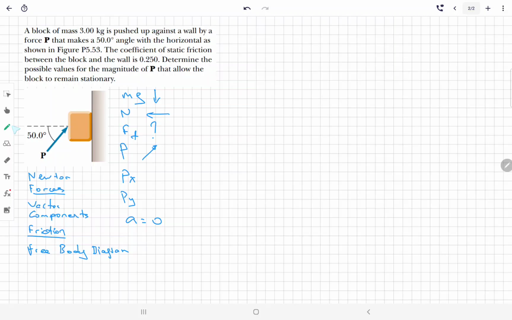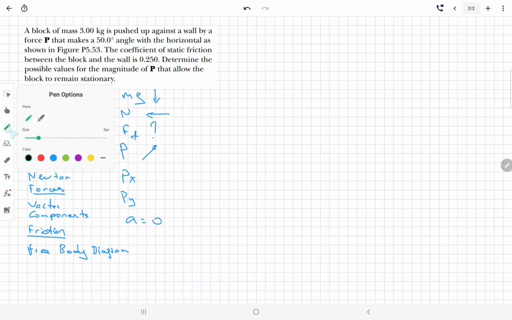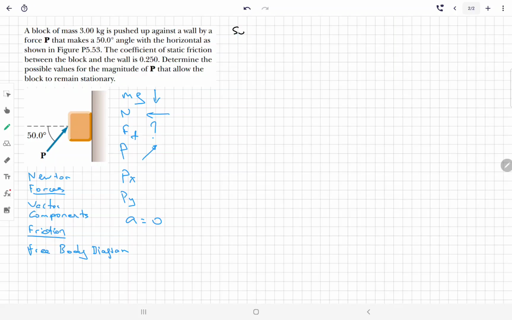Okay. Now let's come to the solution part. Free body diagram. Let's start with the free body diagram. This is our object. mg downward, reaction force. Here, horizontal to the right, we have the x component of P, which is P times cosine 50 degrees, and vertical upward we have P sine 50 degrees.